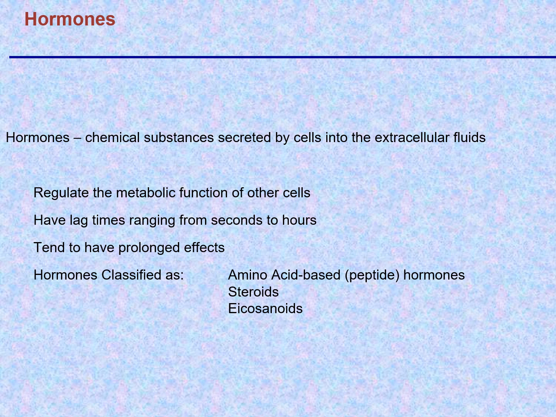So in general, the overall effect of hormones is that they will regulate the metabolic function of other cells, and depending on what those other cells are capable of, it'll be different metabolic functions. There are lag times, delays between when the hormone binds to the target cell and when the effect is seen. It can be seconds, or it can be even hours, or sometimes even days. And in general, hormones have not a short-term, quick, instantaneous effect, but tend to have a long, overall, prolonged effect over an extended period of time.